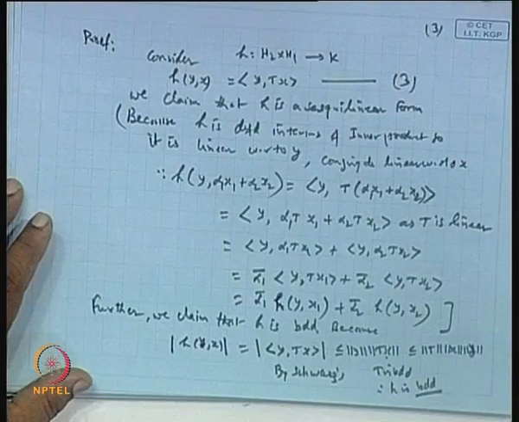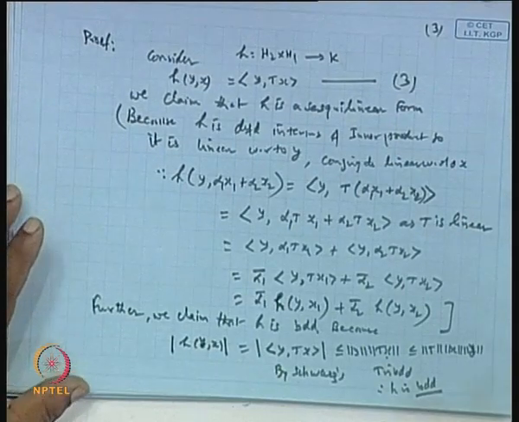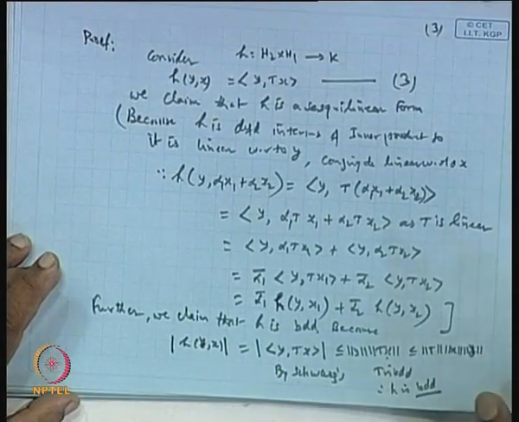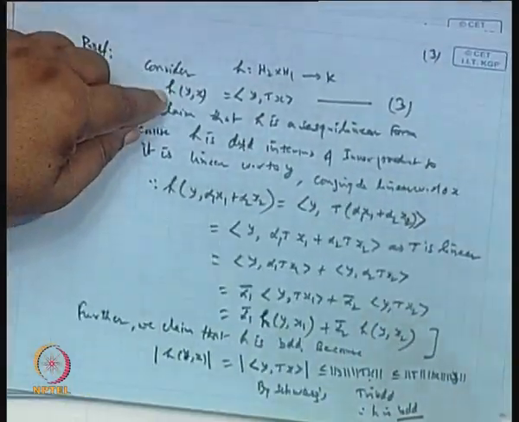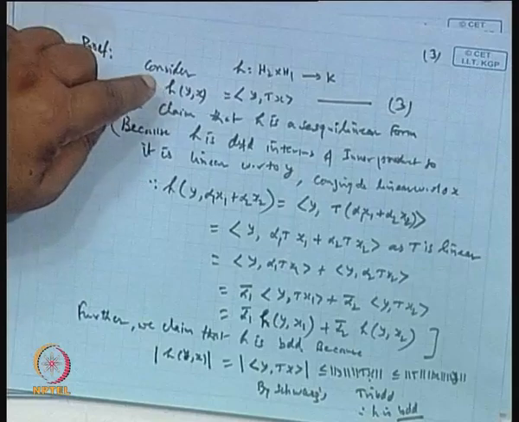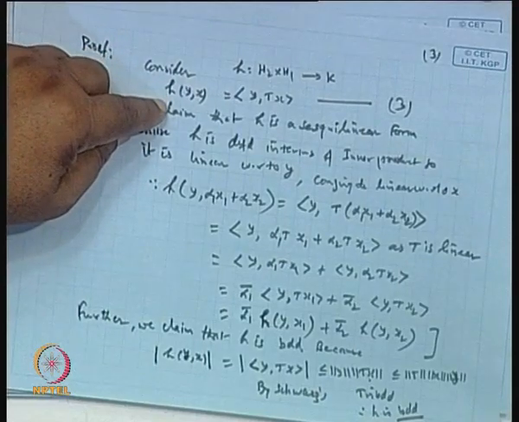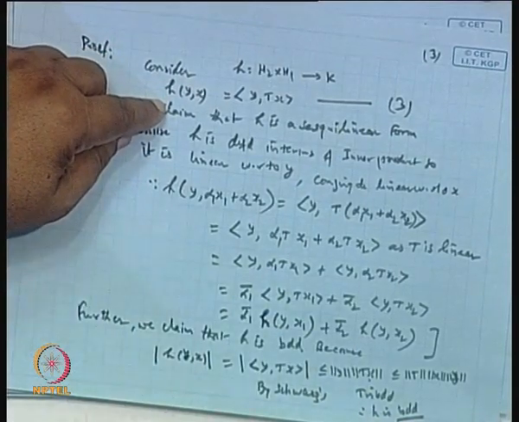Agreed? Sir, we have taken equation 3 from our last proof. Yes. Because we have already proved that any function of such linear form will be given in the form of the inner product, where the inner product will be h(x, y) and S is an operator like this.